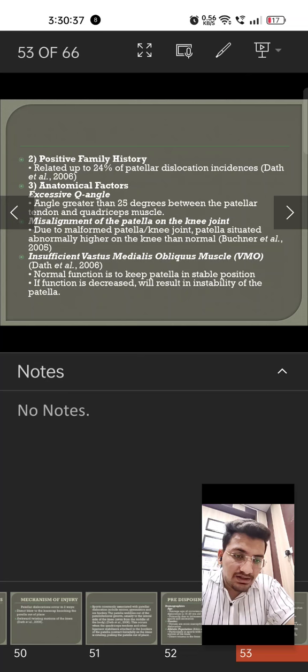If the instability occurs, then what happens? If the VMO becomes weak and instability occurs, then it will create tension on the patellofemoral ligament, and continuous tension on any elastic structure will lead to its deformation gradually with time. Then ligament laxity occurs, which further leads to patellar subluxation, and subluxation will ultimately lead to dislocations.